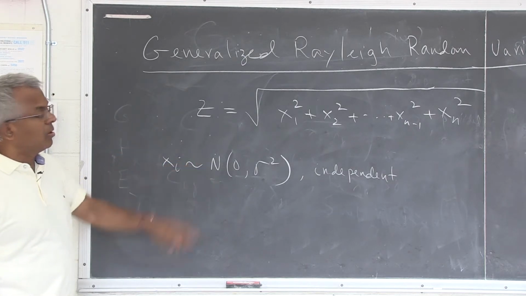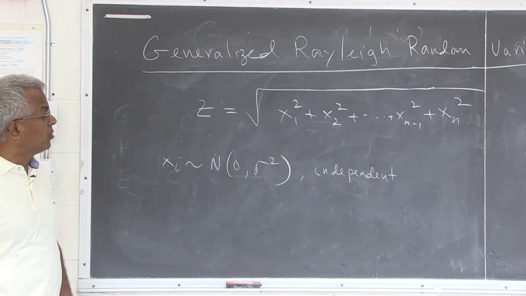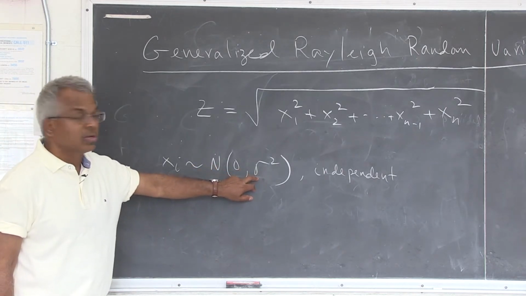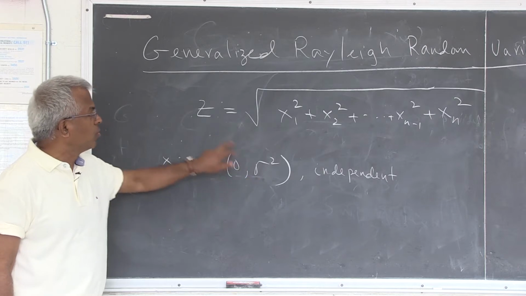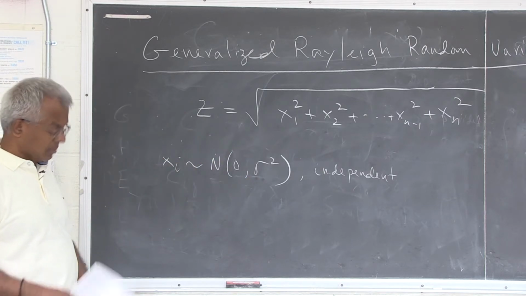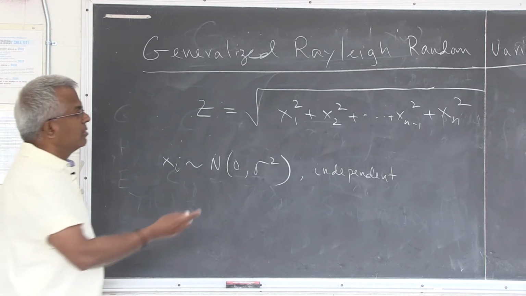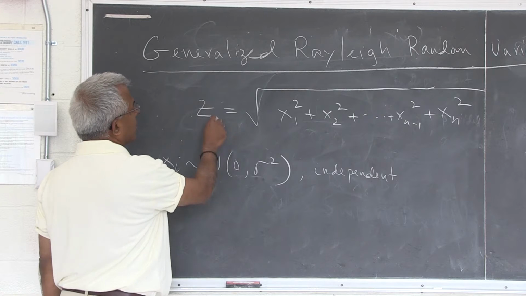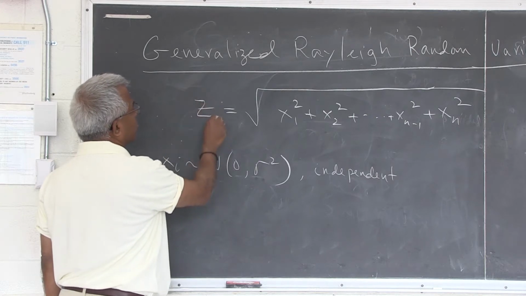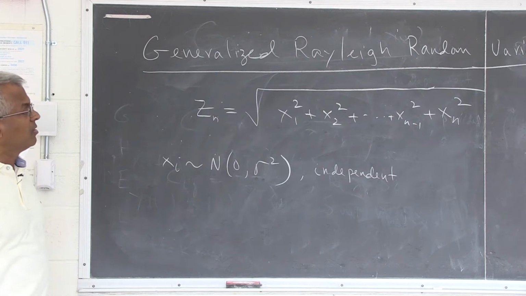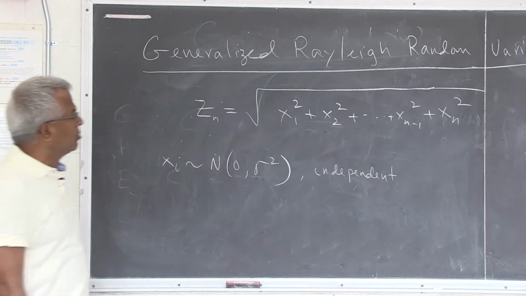So this is the problem. x1 through xn are all independent, identically distributed, 0 mean Gaussian random variables with common variance sigma squared. Find the density function of z. Because there are n random variables involved, one way to do this would be to derive an iterative formula, which is what I'm going to do.